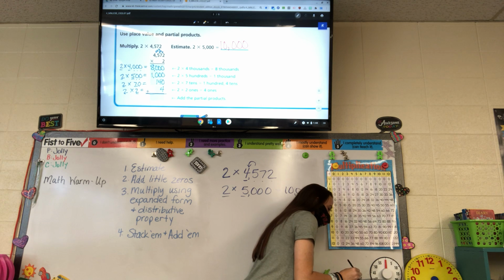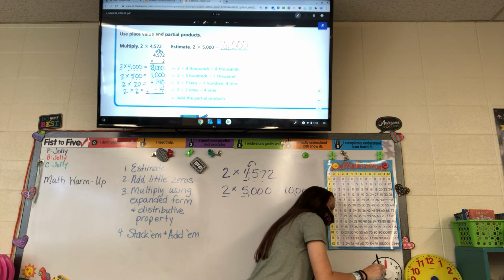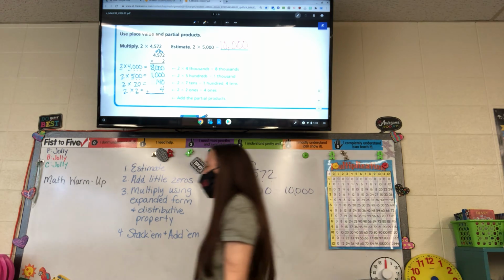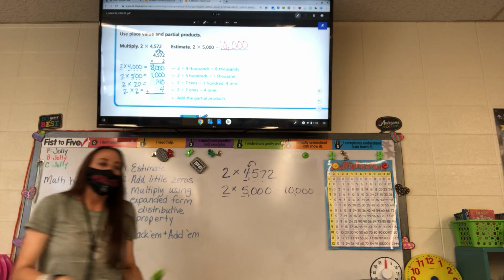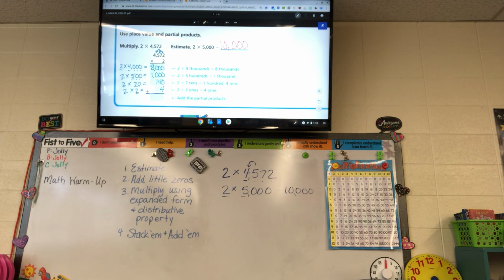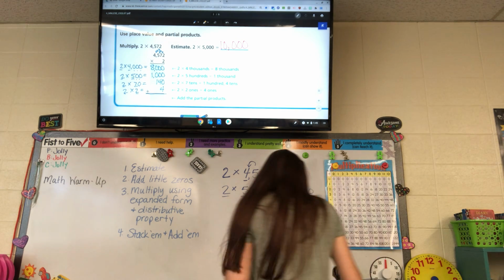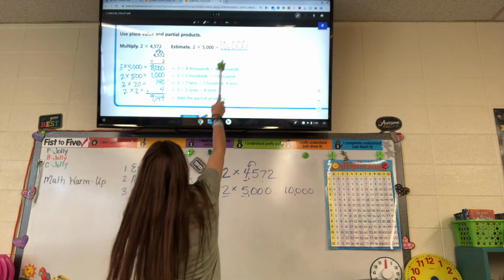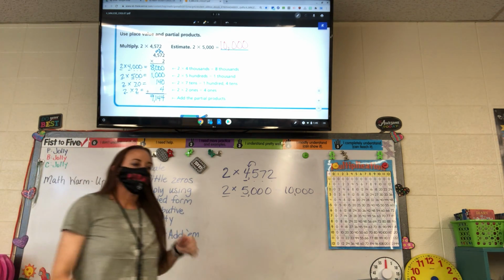So, if you wrote the 140 starting right here, and the 4 like right here, you've just got to make sure that your 1s are lined up with your 1s, and your 10s are lined up with your 10s, and your 100s are lined up with your 100s, and your 1000s are lined up with your 1000s. Okay? So what is 0 plus 0 plus 0 plus 4? 4. And then 0 plus 0 plus 4. 4. 0 plus 0 plus 1. 1. 8 plus 1. 9. 9,144. Is that close to 10,000? Yes. So is our answer reasonable? Yes.